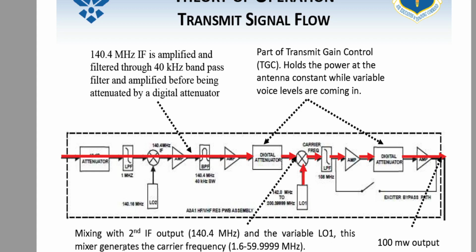So this mixer generates the carrier frequency, the 1.6 to 59.999 megahertz, which is what? Not for HF. Nope, not FM. What is this the frequency range for? What were you guys programming yesterday? Yeah, it's the frequency range for the specific radio you were programming, the ANPRC 150.